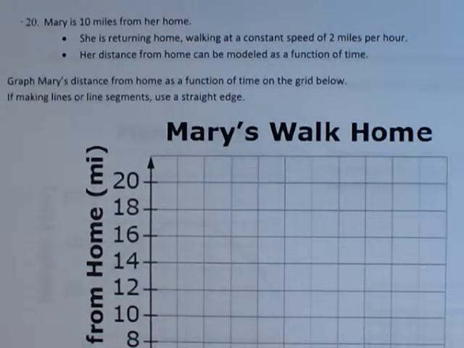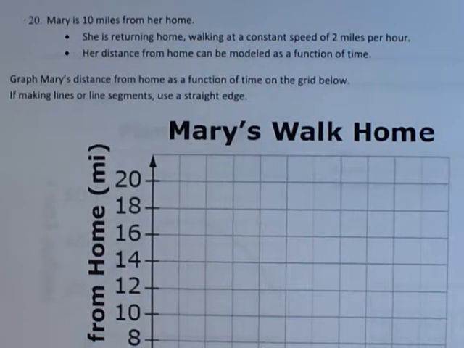Mary is 10 miles from her home. She is returning home walking at a constant speed of 2 miles per hour. Her distance from home can be modeled as a function of time. Graph Mary's distance from home as a function of time on the grid below. Making lines or line segments, use a straight edge.